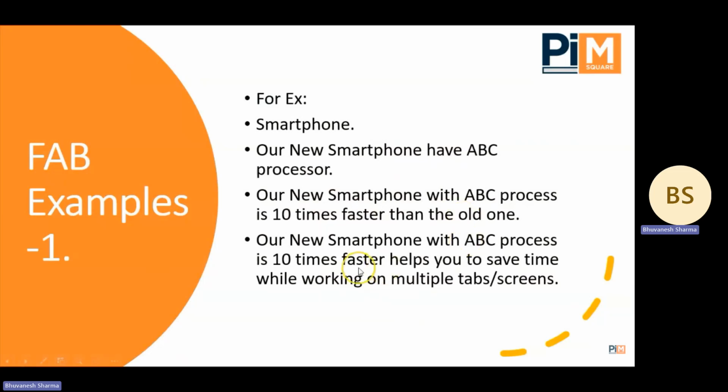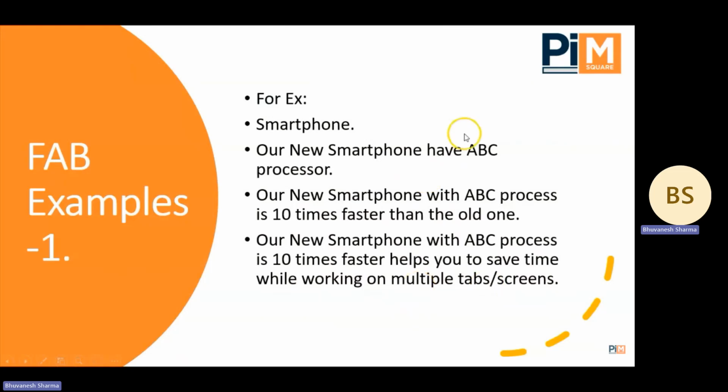The benefit for the customer is that if the ABC processor is there in your product and works 10 times faster than the older one, then the customer will save time while working on multiple tabs or screens, and can finish the work as soon as possible. So there is a benefit for the customer to save time as well as to do the work at the quickest rate possible. So this is the benefit for the customer.